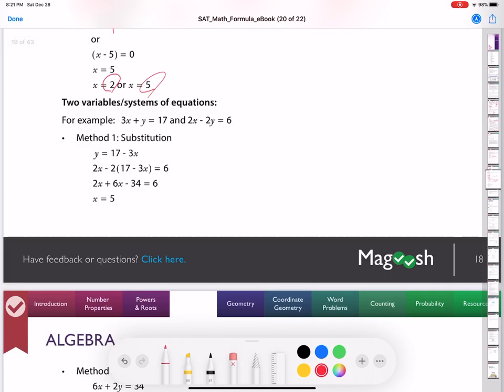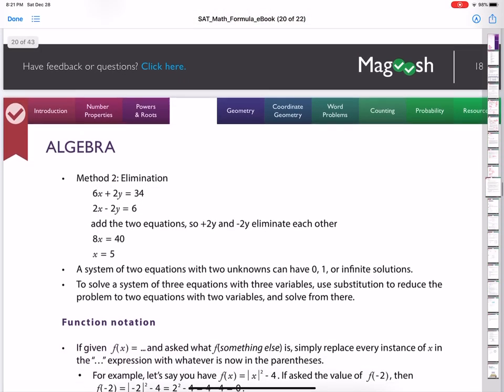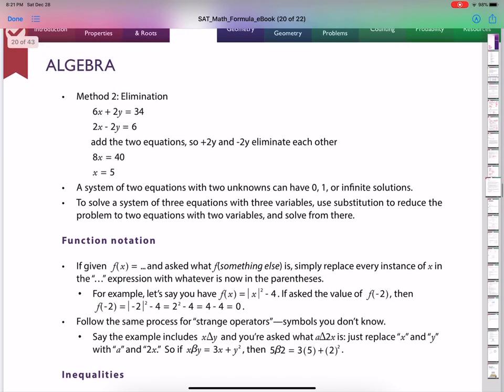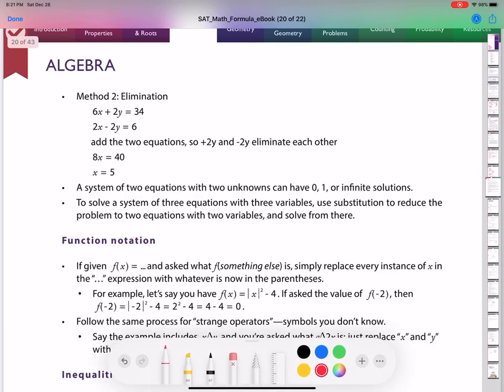Then systems of equations. Sometimes elimination, sometimes substitution, sometimes the graph method. So do you know how to do elimination? Just make the same coefficient of one variable, then add or subtract. In this case, add: plus 2y plus negative 2y is going to be 0. The 8x equals 40. Find the x value first, and then plug the number back into one of the equations and find the y value. We call this what?